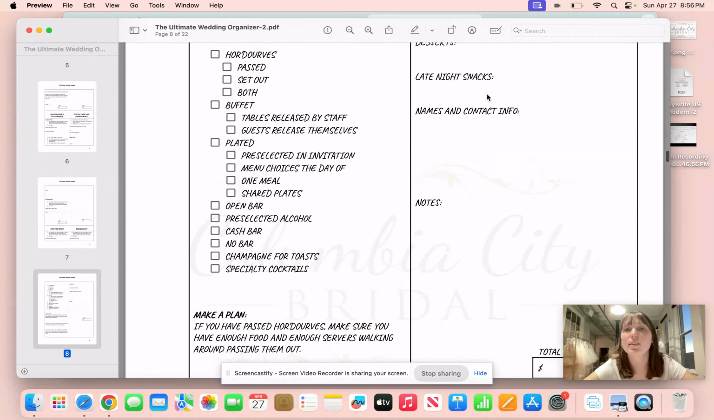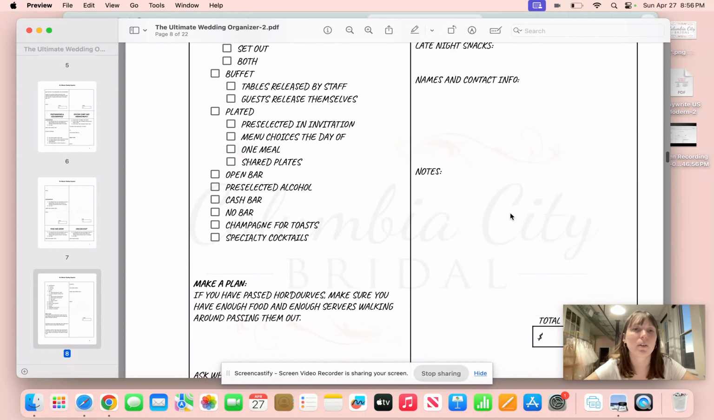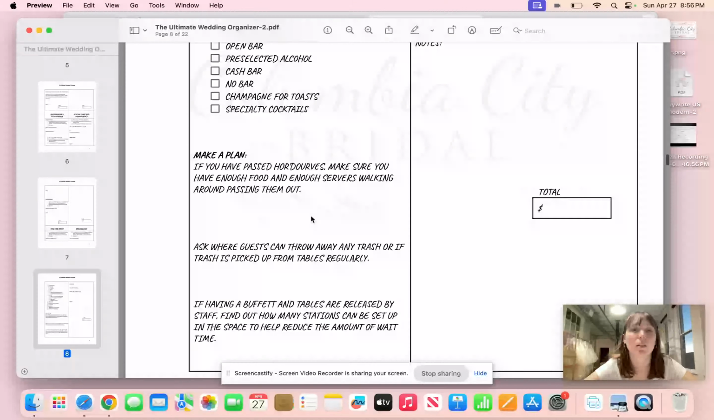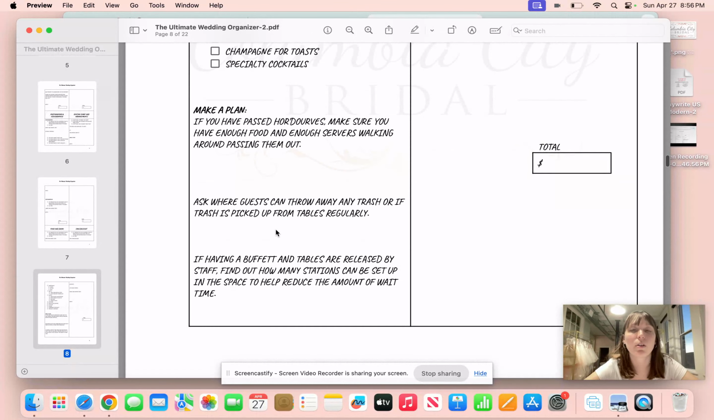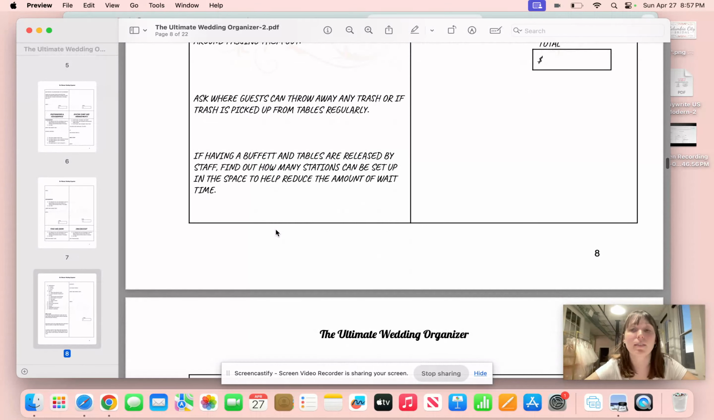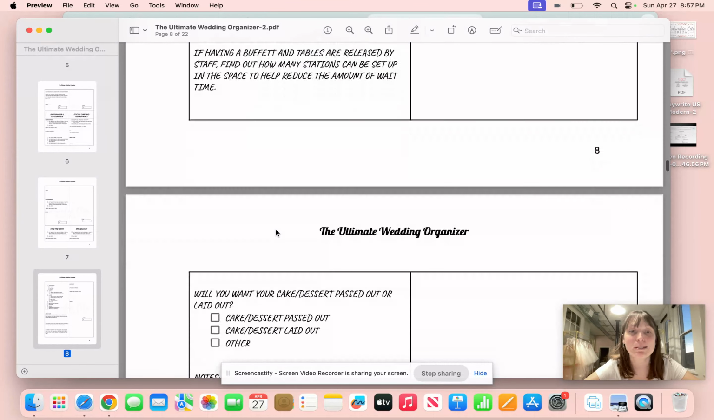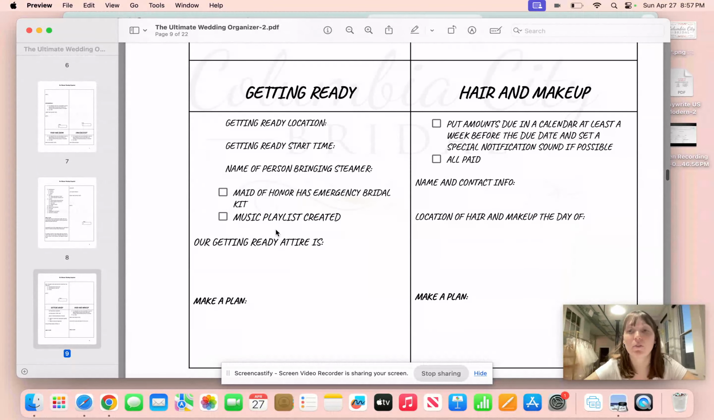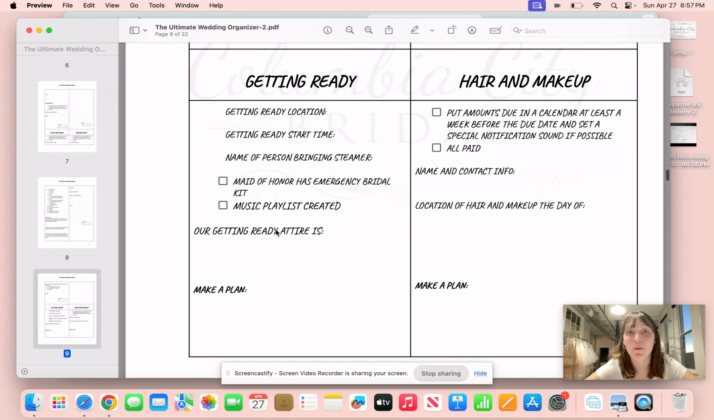Are you going to have late night snacks? How are the tables on a buffet going to be released? It's more about making a plan, things that you won't find anywhere, and then it's going to be the day of, and you're like, oh, I need to do that. I need to figure this out. And if you have time now, you might as well get all this done now, right?